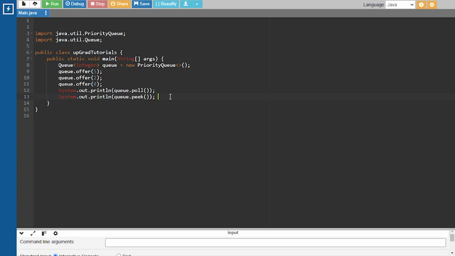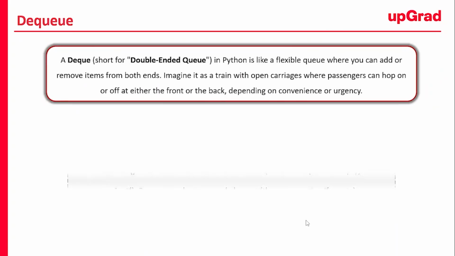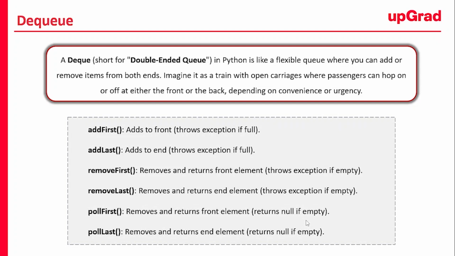Now moving on to deque. A deque, short for double-ended queue in Python, is like a flexible queue where you can add or remove items from both ends.